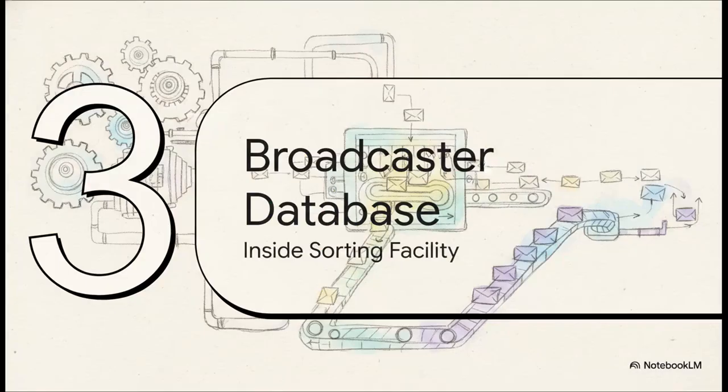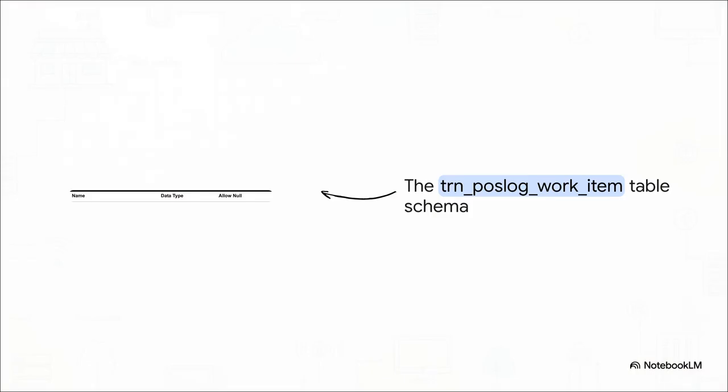Section 3. The broadcaster database table, inside the sorting facility. Okay, let's look at the engine powering this queue, the schema for the Tron PosLog work item table. What's really crucial here is how it uses the combination of the organization ID and the service ID fields. Since Xstore Office often serves multiple organizations, this combination rigidly separates and organizes the data. It ensures a strict, secure boundary across different organizations' data, exactly as you'd expect in enterprise-grade software.